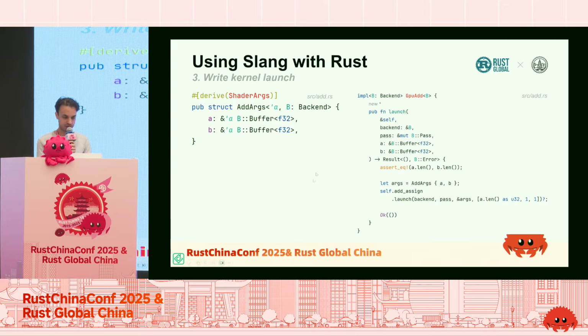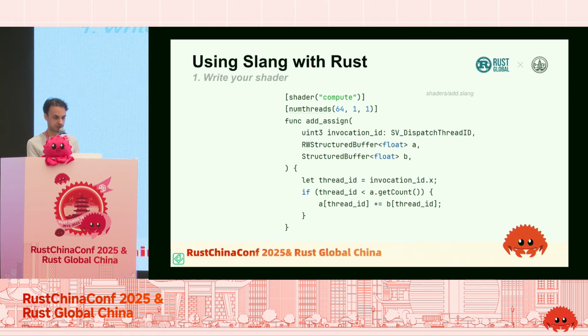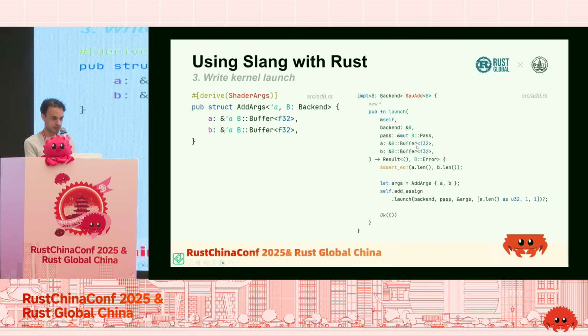I do hope eventually that I could generate all of this automatically, but right now it does have to be written manually. So you will define your arguments. I have this structure here. It takes two buffers, A and B, and these two will match your inputs from your kernel here. And on the other hand, you have a launch function here that you can use to actually launch your pipeline.